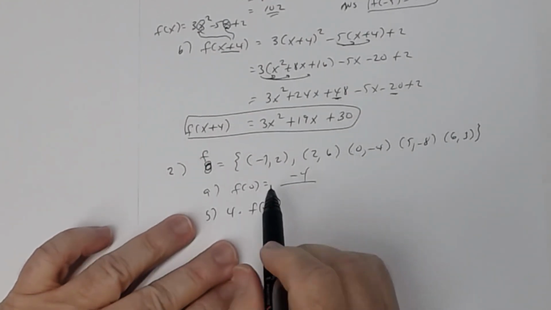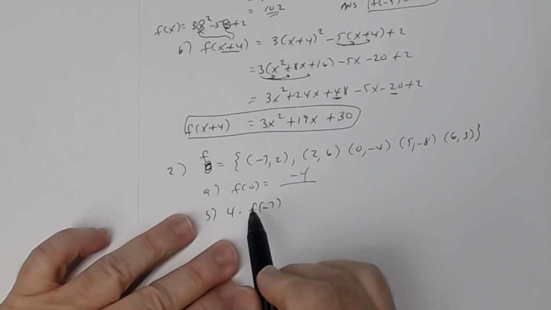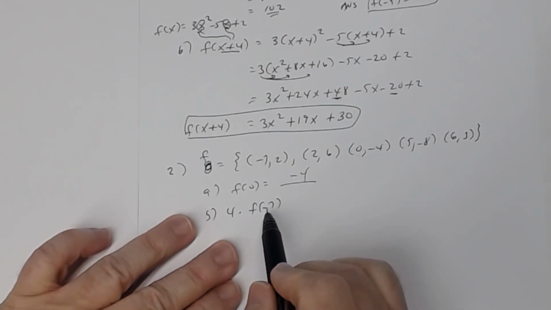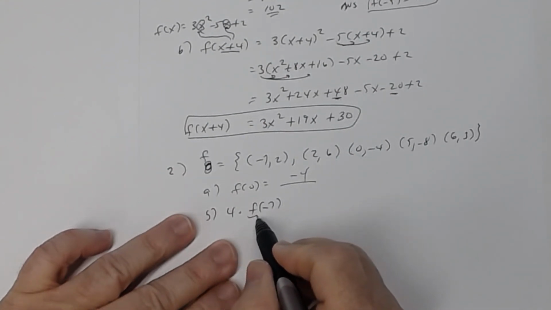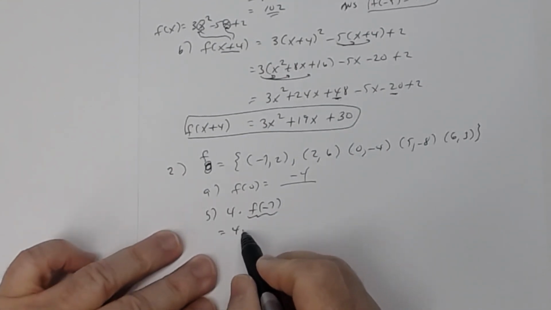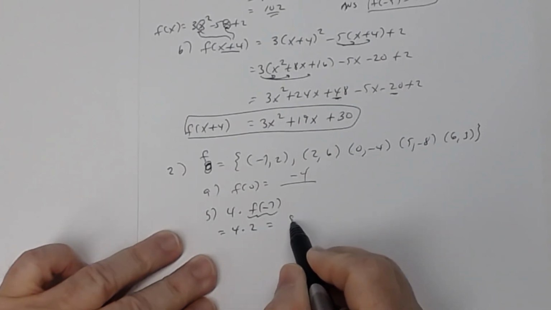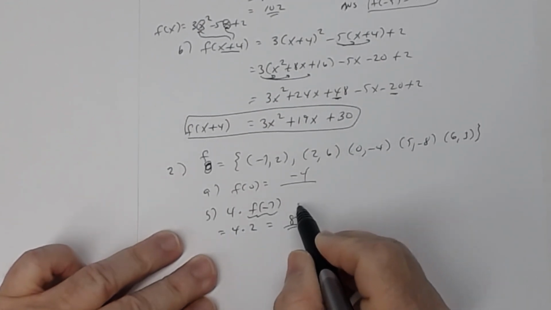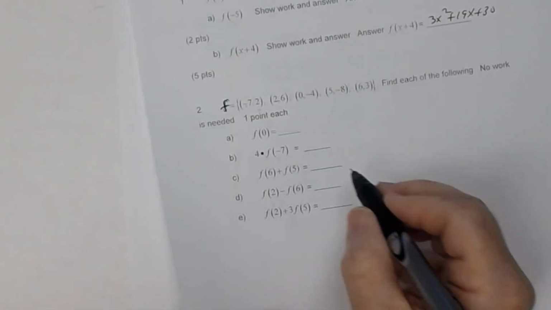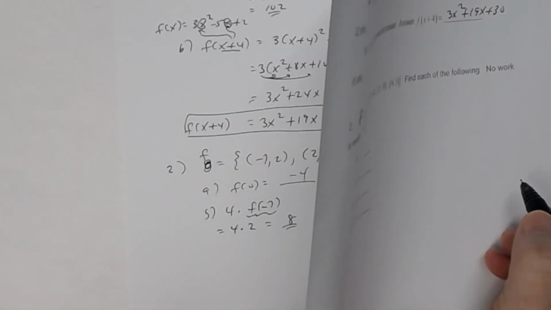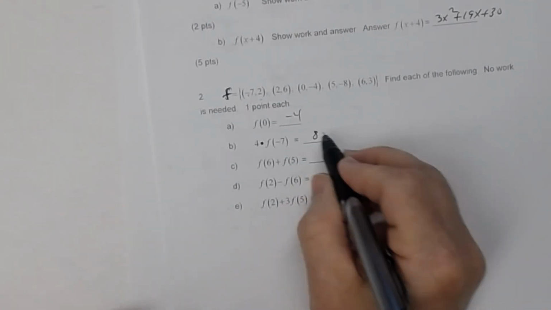All right. Okay, so f of negative 7. Remember, what that means is what is the y value when x is negative 7? When x is negative 7, my y value is 2. So this is 2 right here. Now I'm going to say 4 times 2, which is 8. So your answer is going to be 8. So this one is negative 4, and this one is 8.